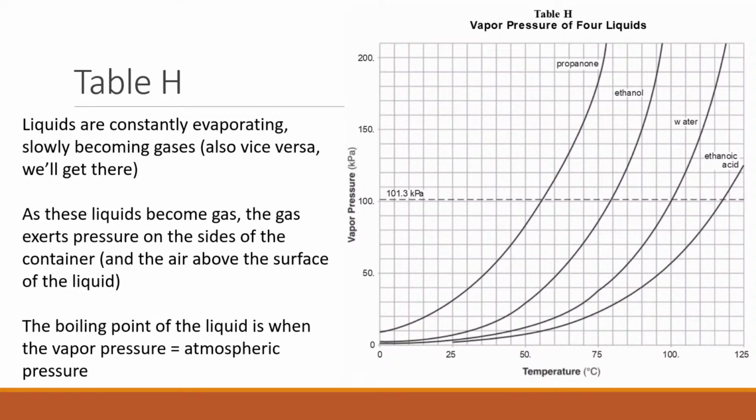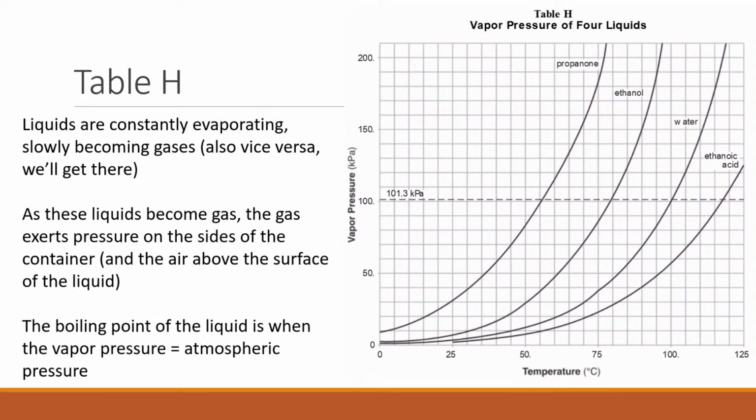Today we're going to talk a little bit about two different topics. First is Table H, this thing we see on the screen here, which is going to tell us about how the boiling point of a liquid changes when the air pressure changes. And the second thing we're going to talk about is the idea of heat flow and how heat transfers from one object to the other.